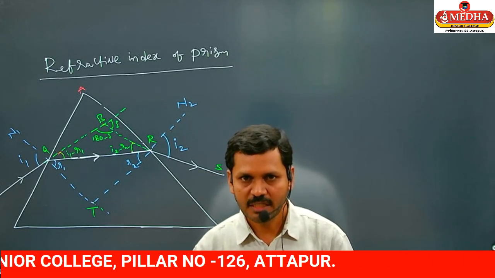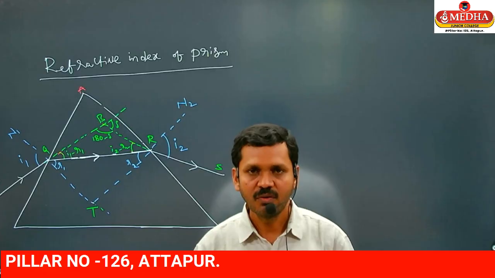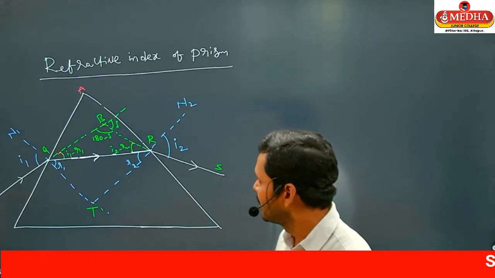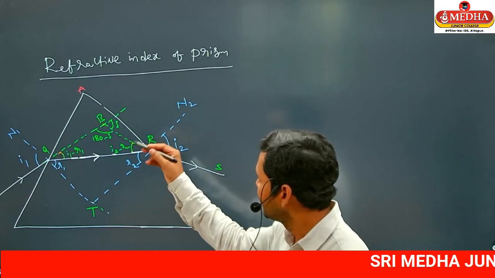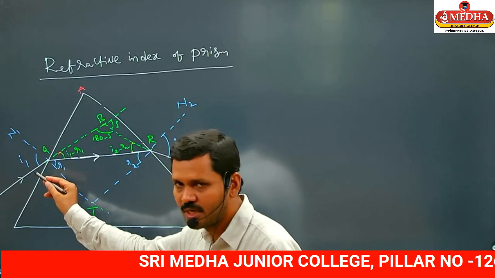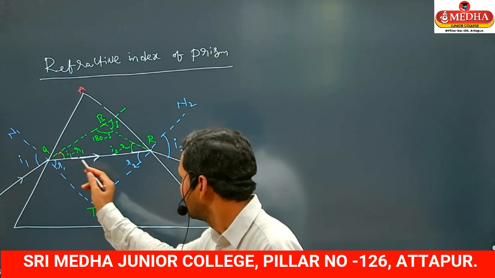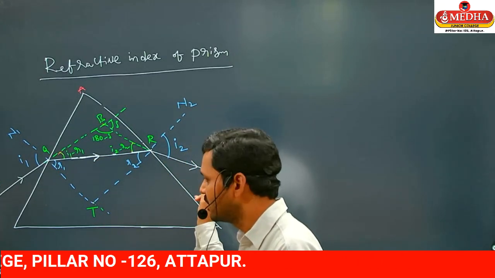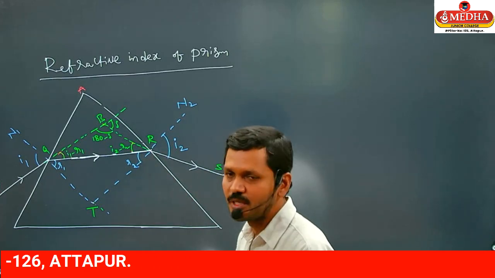Today I am going to explain the refractive index of a prism. First, observe the diagram. It is an equilateral prism. Light ray PQ is incident on the prism, QR is the refracted light ray inside the prism, and RS is the emergent light ray from the prism.